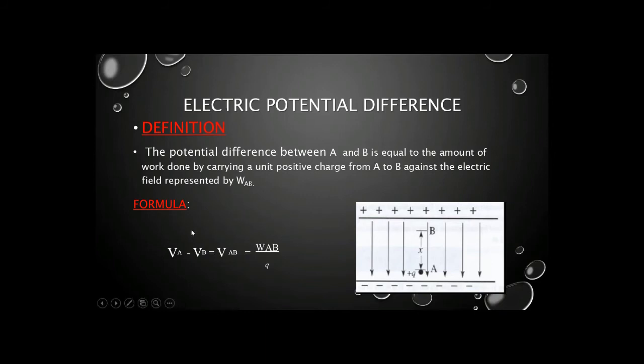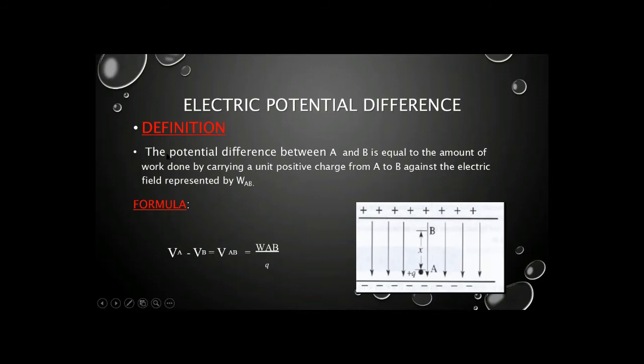And now, here is the formula. VA represents the electric potential at point A, and VB represents the electric potential at point B. Here we have to find the change in voltage, or we can say the change in potential difference. So potential difference can be defined as the work done in moving a charge from point A to point B divided by Q. Q represents the amount of charge.